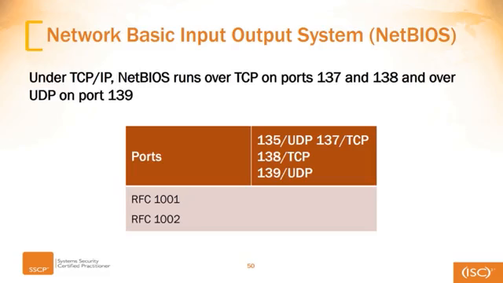Network Basic Input-Output System, what we call NetBIOS, is a Microsoft-specific invention that they use in their network. Under TCP/IP, NetBIOS runs on ports 137 and 138. It runs on port 139 on UDP. You could see that listed here. There are some RFCs specifically for them. You could take a look at that as well.